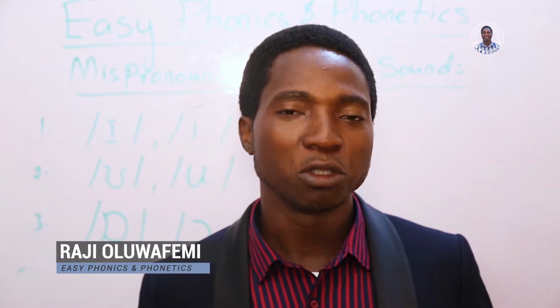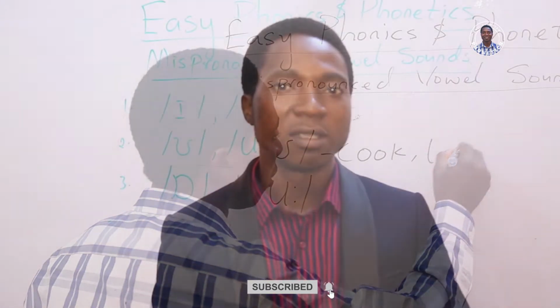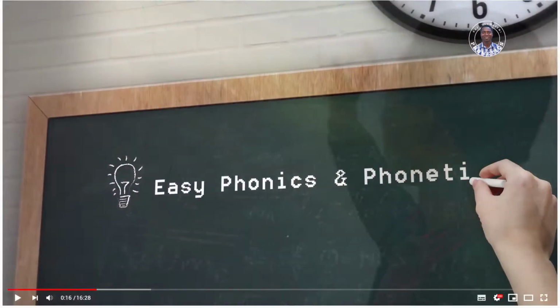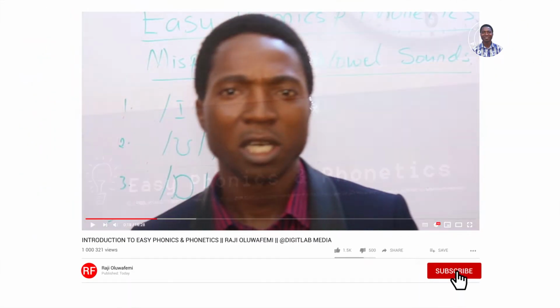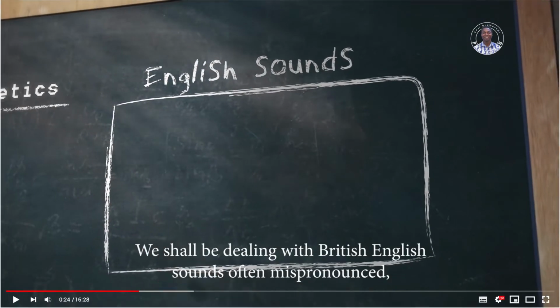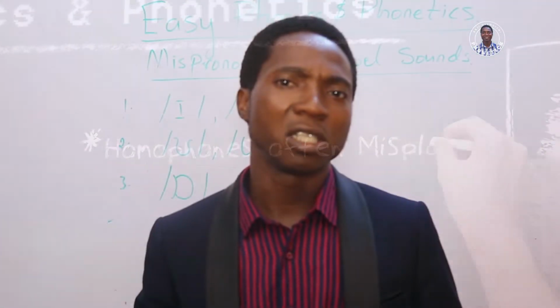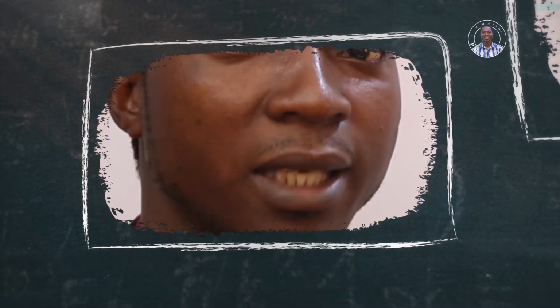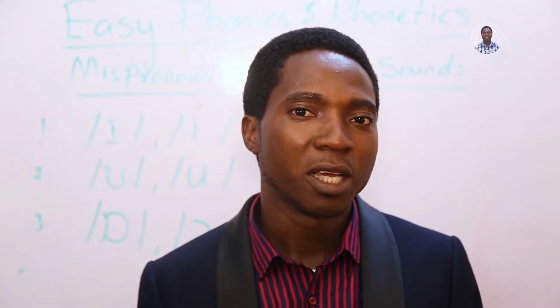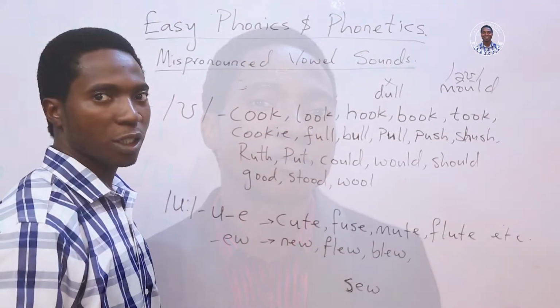And on this channel, you're going to be learning standard British English. The name of the channel is Easy Phonics and Phonetics. On this channel, we're going to be learning the mispronounced vowel sounds and even consonant sounds. There are many sounds in British English and the IPA. These sounds actually help you to pronounce words correctly and in a standard way. In order for you to speak this way, you need to master the rules that actually guide these phonetic sounds.